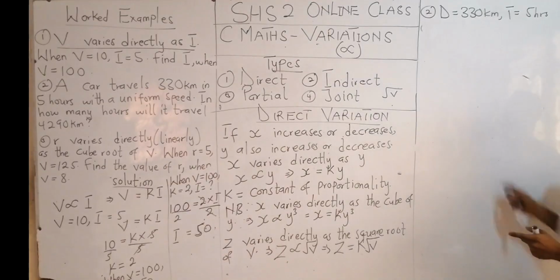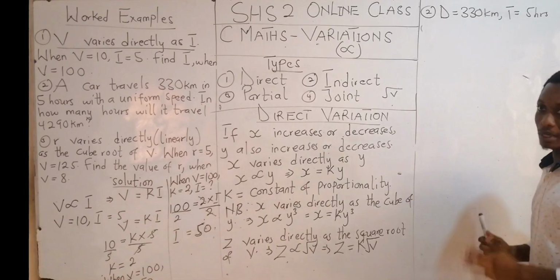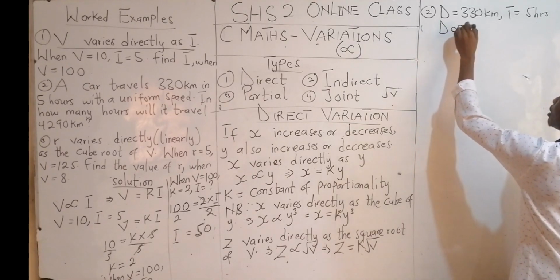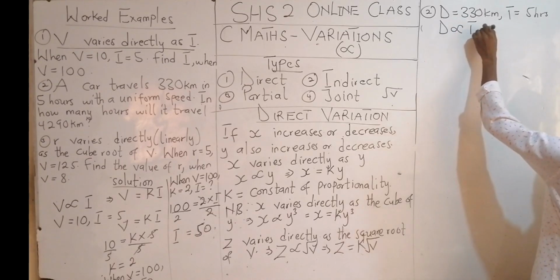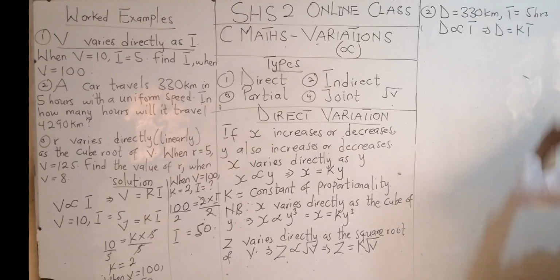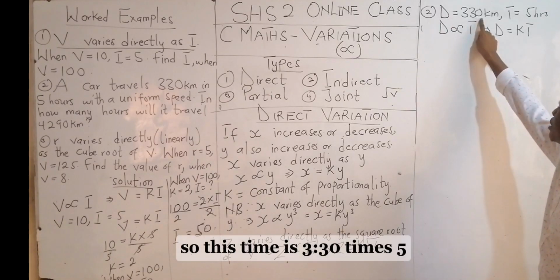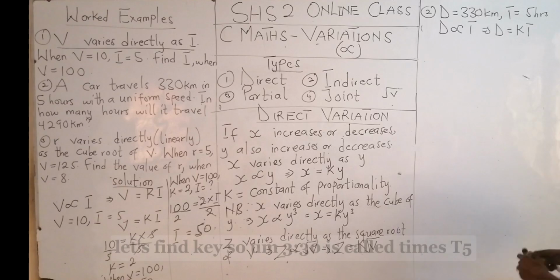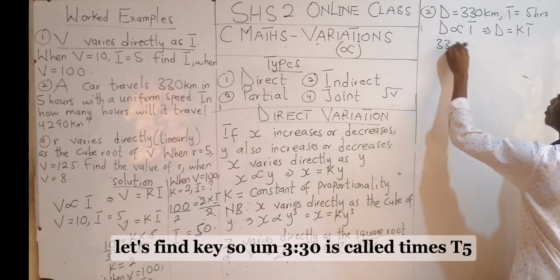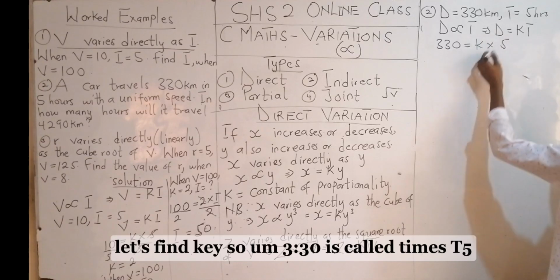So here we can see distance varies directly as time, because we are talking about distance and time. So D varies directly as T. Then in equation form, D is equal to KT. So the distance is 330, time is 5. Let's find K. So 330 is equal to K, which we don't know, times T, which is 5.